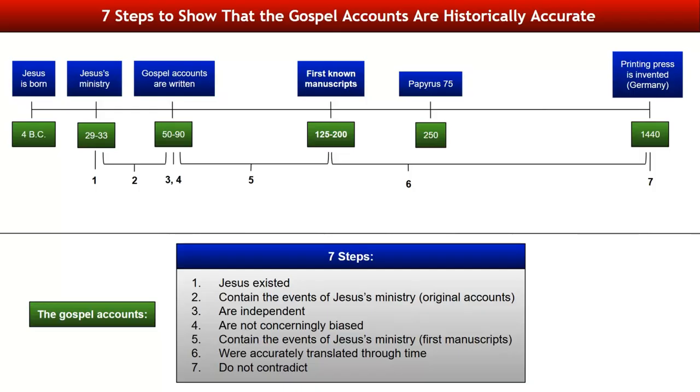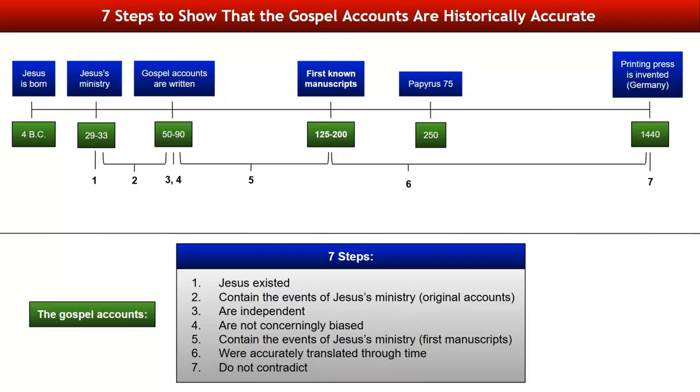So, when we step back and look at all 7 steps, we can see an accurate line of transmission from the time of Jesus' ministry all the way until the invention of the printing press in 1440 AD, at which point the criticism largely stops because no one doubts the accuracy of a printing press. If we judge the gospel accounts with the same standard that we judge other documents with, then we would believe beyond a reasonable doubt that the historical events in them are true.